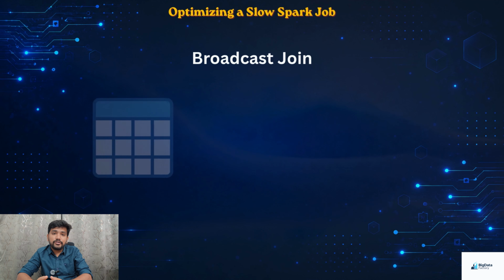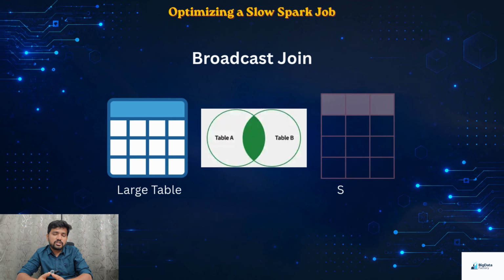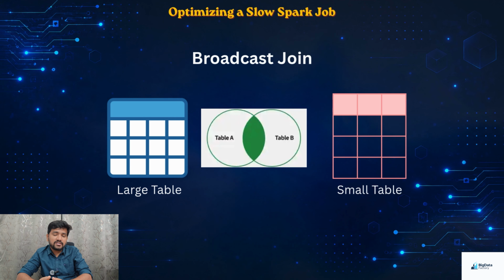Fix number 3, improve the join strategy. This job joins a large orders table with smaller dimensions table like products and customers. If a table is small enough, we can use a broadcast join. That means Spark sends the small table to each executor instead of shuffling the large table unnecessarily.